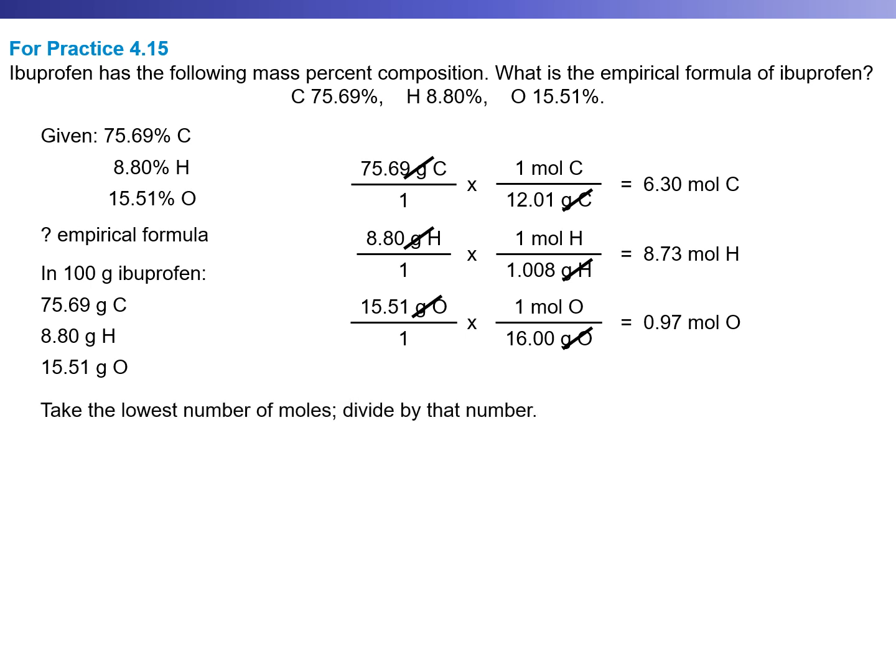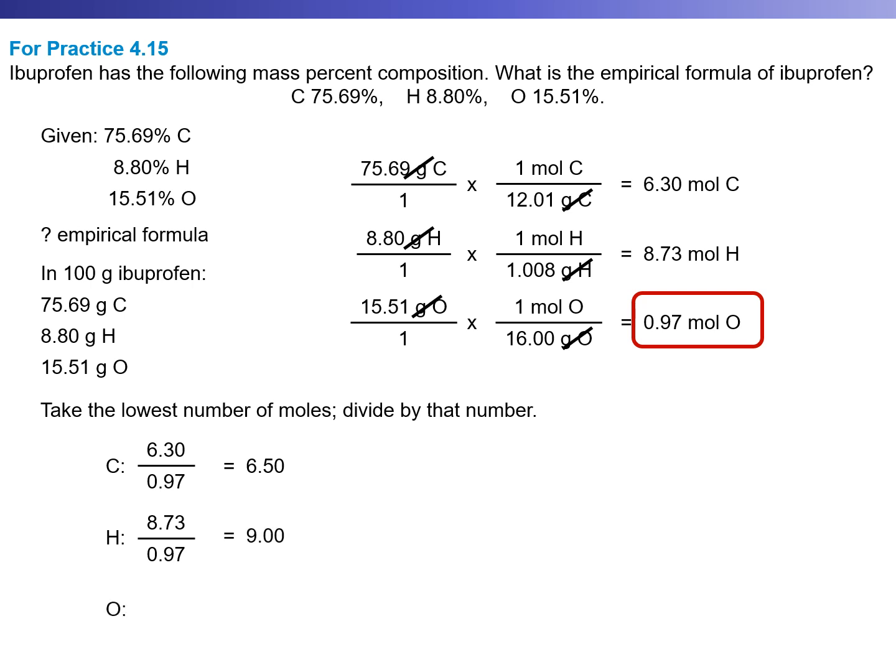So we're going to take the lowest number of moles over here, and then we're going to divide all three numbers by that value. So the lowest number now is this 0.97 thanks to our oxygen. So for carbon, we're going to take 6.3 and divide it by 0.97. That's going to give us 6.5. For hydrogen, we're going to divide 8.73 by 0.97, which gives us 9. And we're going to divide oxygen's value by itself, which is going to give us 1.